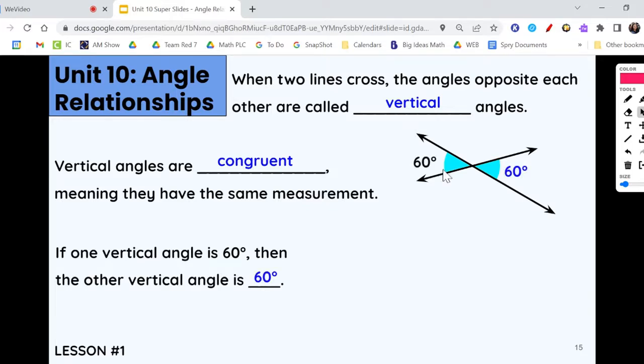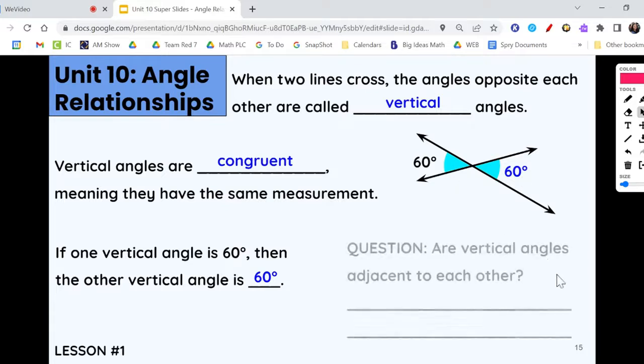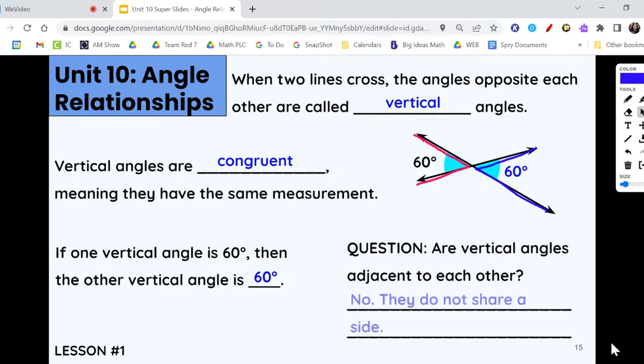So just showing you guys how it looks on this diagram, if one vertical angle is 60 degrees, the other vertical angle is 60 degrees. The angles opposite each other. Question, are vertical angles adjacent to each other? Do they share any sides? So here is one of the angles, and here is the other angle. Do they share any side? No. They share this vertex right here, but they don't share a side. So no, they do not share a side. They are not adjacent to each other.